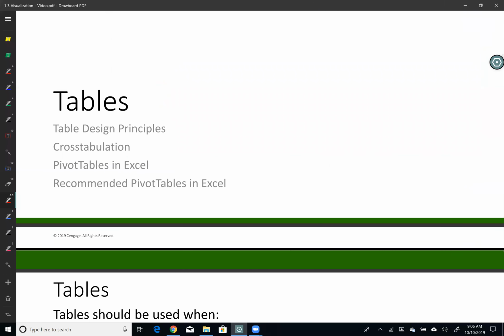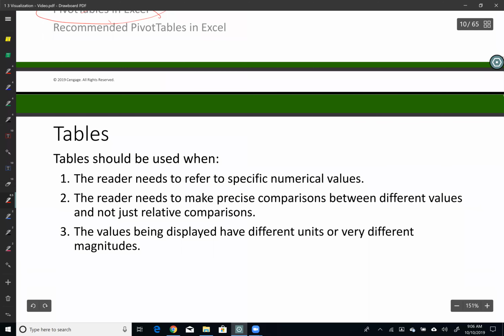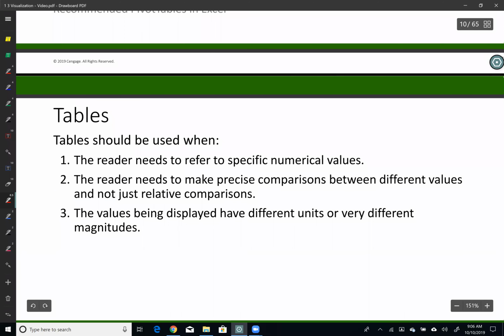So let's take a look at the tables. Table designs are important too. And in this area, I would like to talk about table design principles, cross tabulation, and in Excel, we will use pivot tables. Tables, when should we use tables? That's an important question to answer.